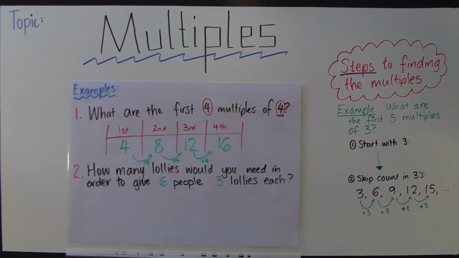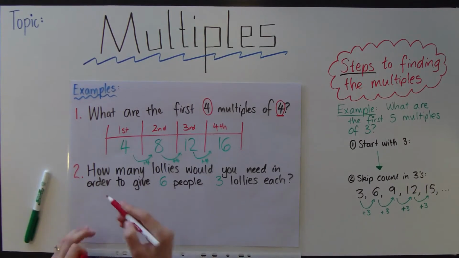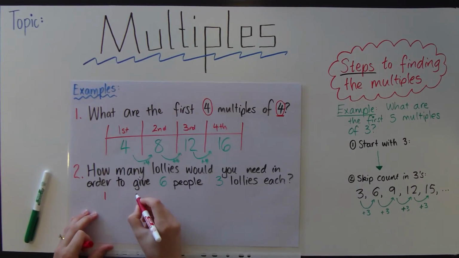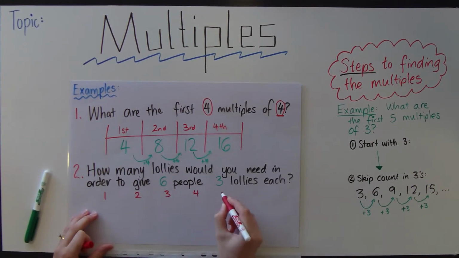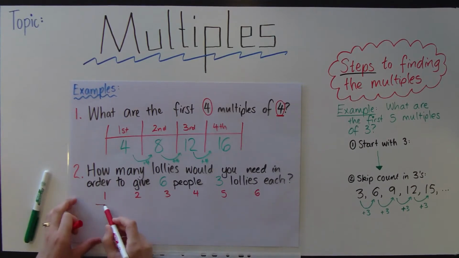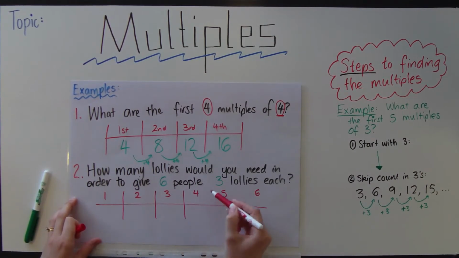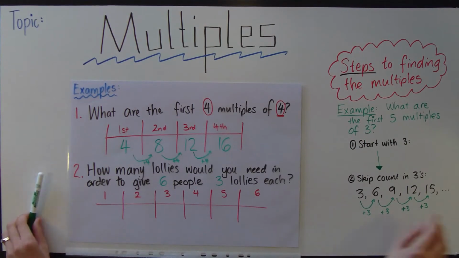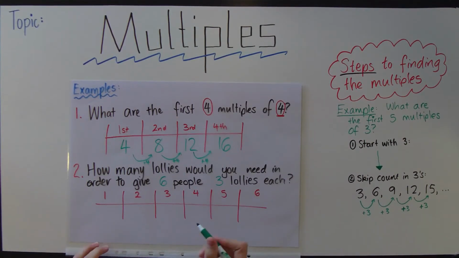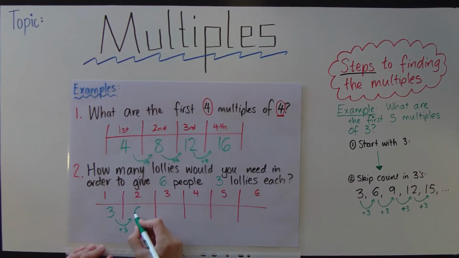Alright, so now we're moving on to the next question. How many lollies would you need in order to give 6 people 3 lollies each? So for this question here, we're basically just counting in 3s 6 times. So we can do the same thing as we did with the other one. You can even just do 1, 2, 3, 4, 5, 6, and we're just going to count in 3s for that many times.